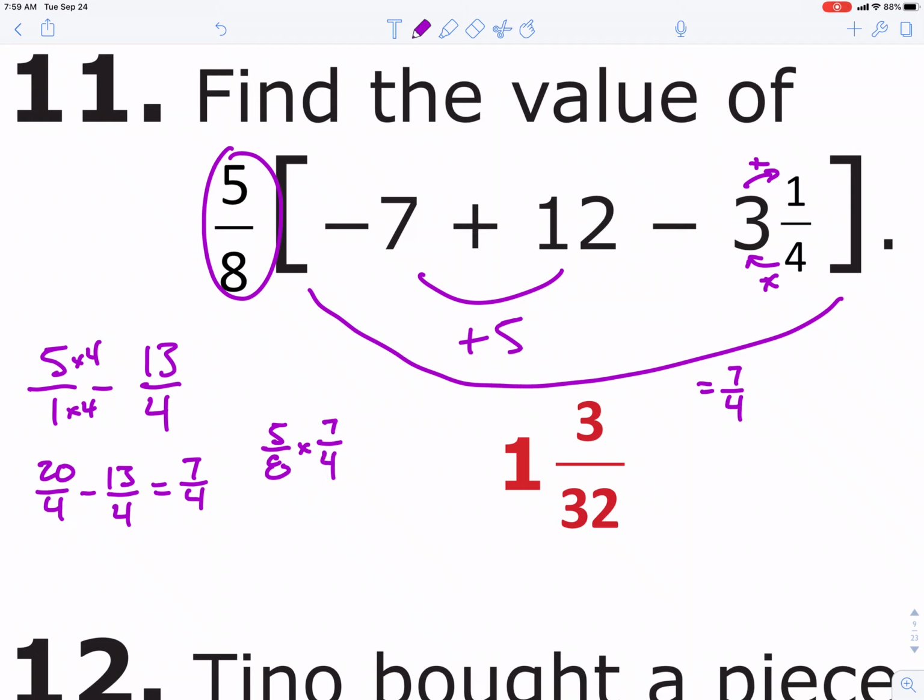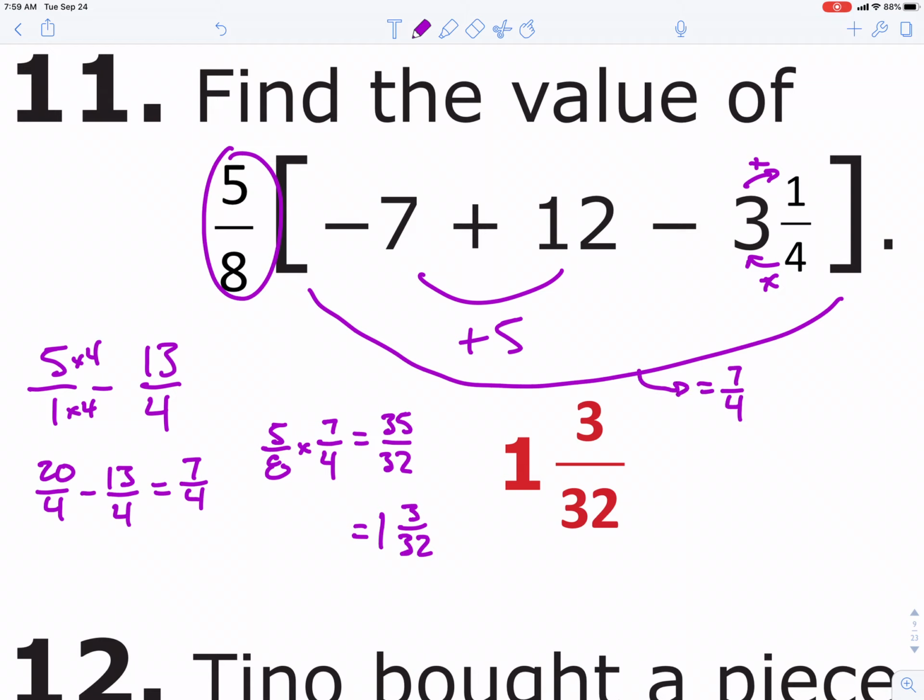And we just multiply straight across. 5 times 7, 35. 8 times 4, 32. Well, how many times does 32 go into 35? Well, it goes in one time. Once I take 32 out of 35, 35 minus 32 leaves me 3/32. So that actually ended up being a lot easier than I made it out to be when I was making mistakes. It was a lot easier problem.